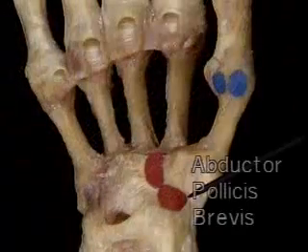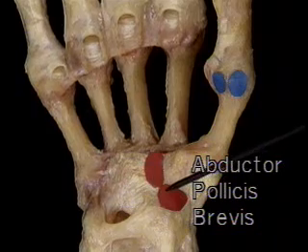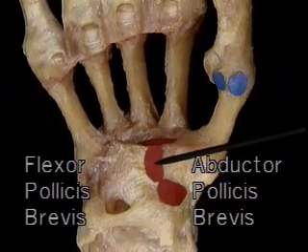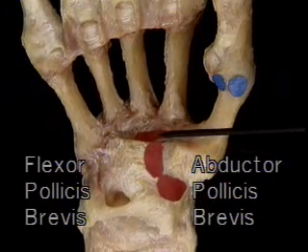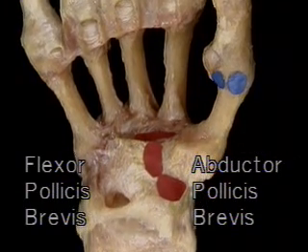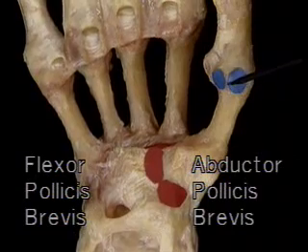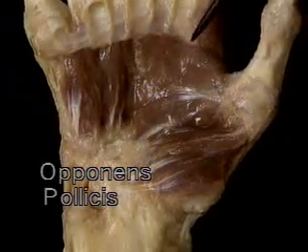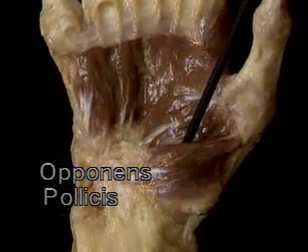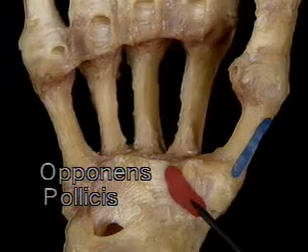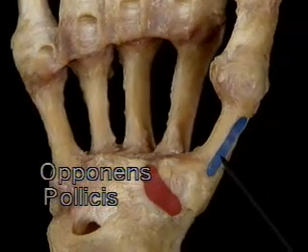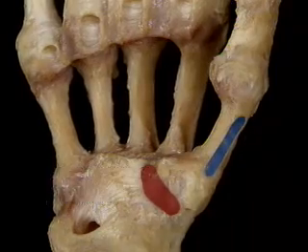Abductor brevis arises from the trapezium and from the flexor retinaculum. Flexor brevis arises from the flexor retinaculum and from the trapezoid. These 2 muscles insert here on the base of the proximal phalanx of the thumb on the radial side. Opponens pollicis, here it is by itself, arises from the trapezium and from the flexor retinaculum and inserts along the radial side of the 1st metacarpal.